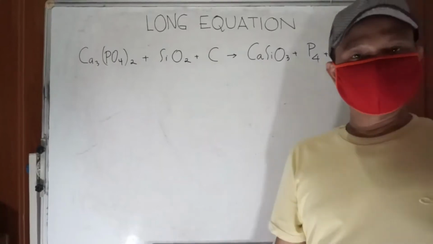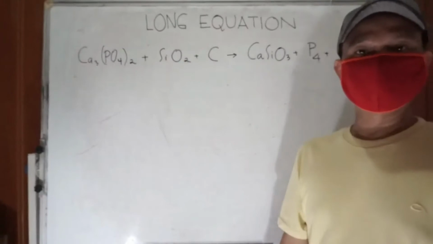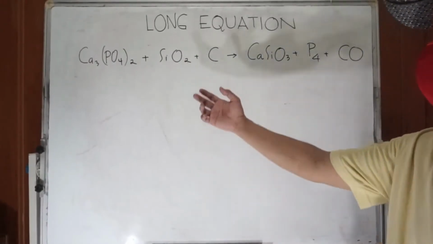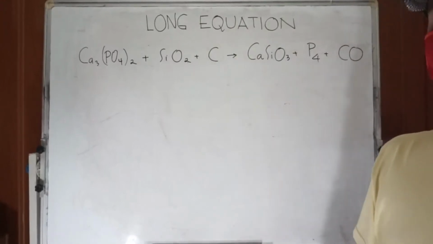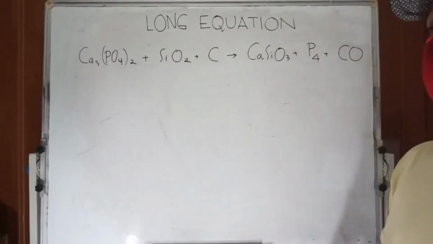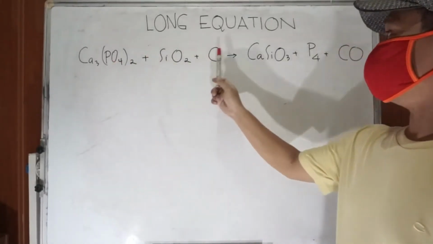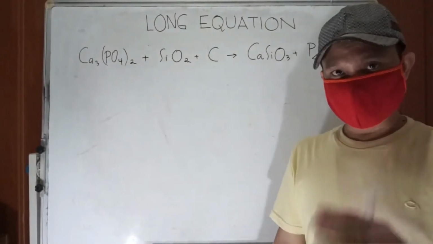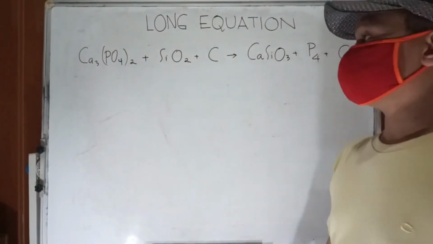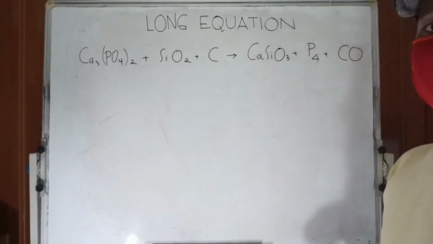Alright everyone, we go to the next step: how to balance a long chemical equation. Okay, this is a sample long equation because it has more than 4 compounds, more than 4 items. In this question, 1, 2, 3, 4, 5, 6 items. So please don't do guessing. Please use the math technique to solve this one.